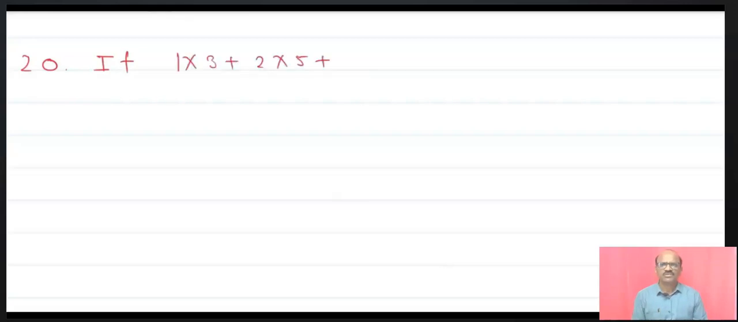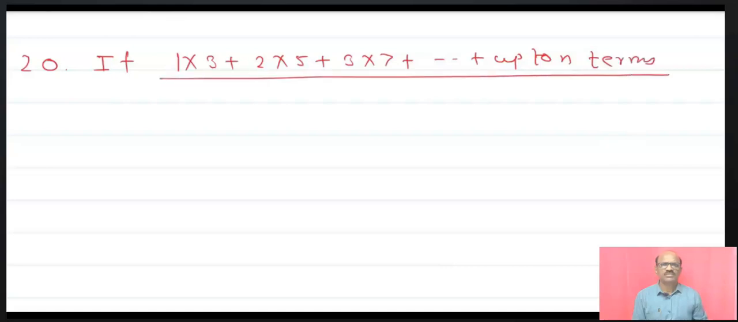We will see the last problem of this video. That is 1 into 3 plus 2 into 5 plus 3 into 7 up to the n terms. And to the denominator, 1 cube plus 2 cube plus 3 cube up to the nth term.